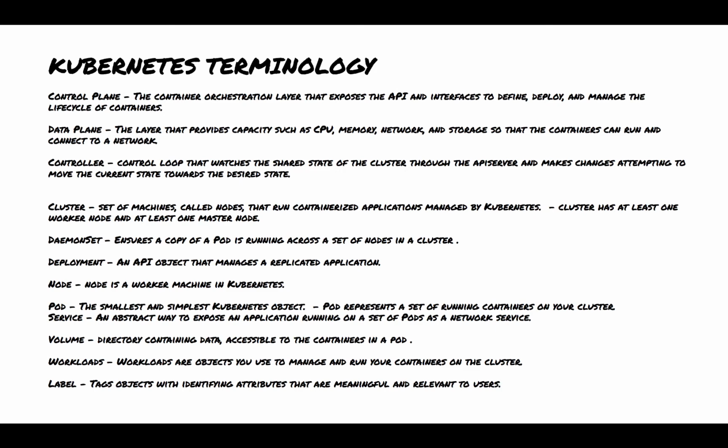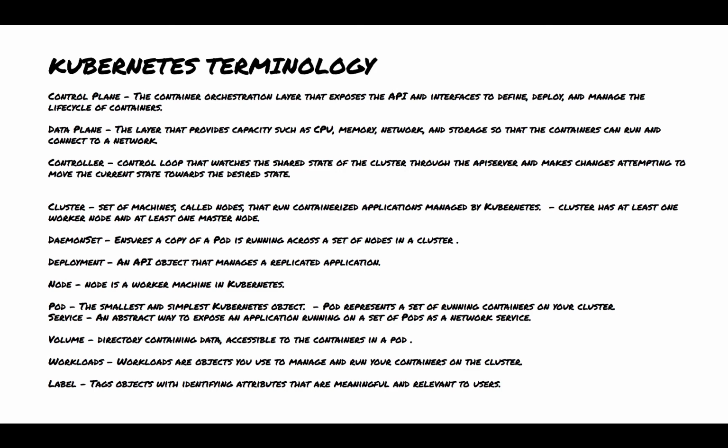But the control plane takes care of the entire orchestrator, like what are the master servers, what are the slave servers, what are the APIs which are exposed, and where you can provide your requests for your tasks to be deployed. So that is the control and the data plane. Then comes the controller. The controller is a control loop that watches the shared state of the container cluster through the API server and makes changes attempting to move the current state towards the desired state. So the controller takes care of maintaining the resiliency of your Kubernetes cluster.